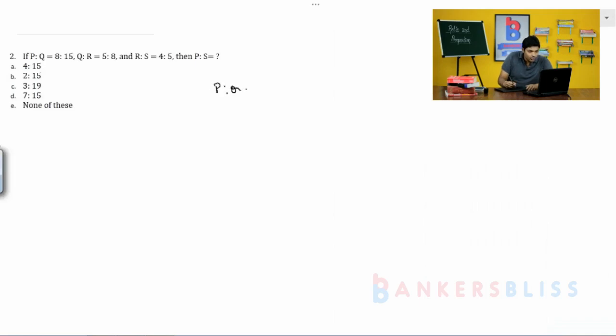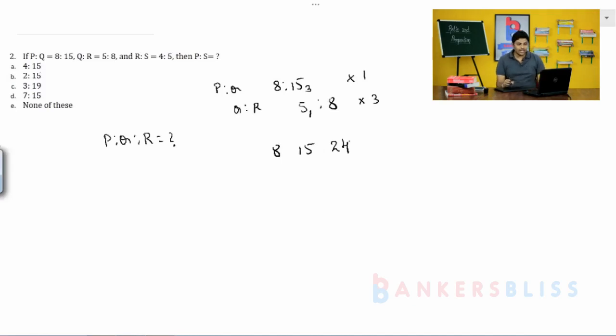P is to Q, next Q is to R. So what are the values? P is to Q, 8 is to 15, Q is to R, 5 is to 8. So you find P is to Q is to R. So what do you have to do? See, 5 1s are 5, 5 3s are 15. The ratio is 1 into 3. Okay, so 8 into 1, 8, 15 into 1, 15, next 8 into 3, 3 8s are 24. So P is to Q is to R is 8 is to 15 is to 24.